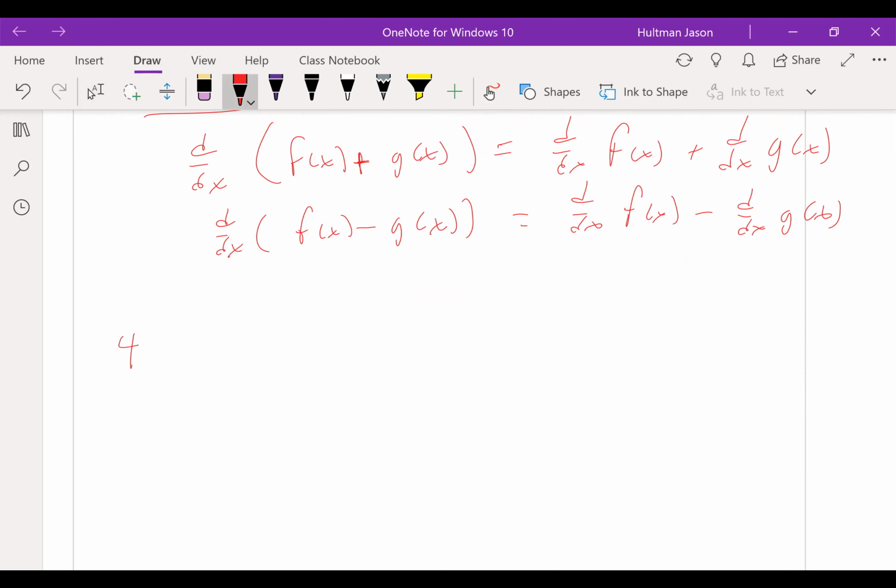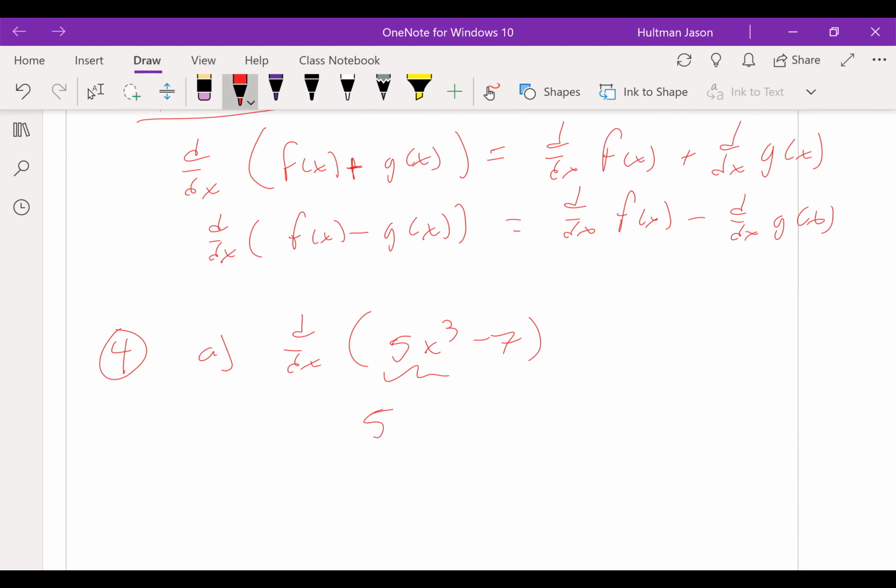Okay, number 4 says find each of the following derivatives. A. Let's find the derivative of 5x cubed minus 7. I'm just going to take the derivative of the first term and the derivative of the second term. What's the derivative of 5x cubed? That's 5 times the derivative of x cubed, which is 3x squared, minus the derivative of a constant. But we know that all constants have a derivative of what? 0. Yeah, 0. Thank you. And so this is just going to be 15x squared, the total derivative.